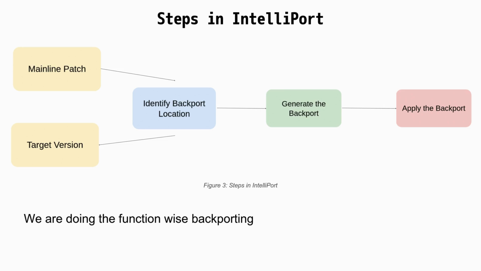Our tool is named IntelliPort. It takes a mainline patch and the target version as inputs. The process involves three main steps. First, it identifies the exact location in the older code where the backport should be applied. Next, it generates the backport patch itself. Finally, it applies this generated patch to the correct location. It's important to note that our approach performs this backporting at the function level.